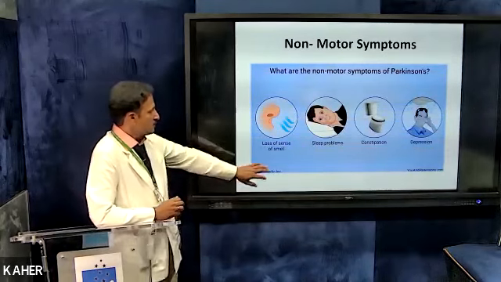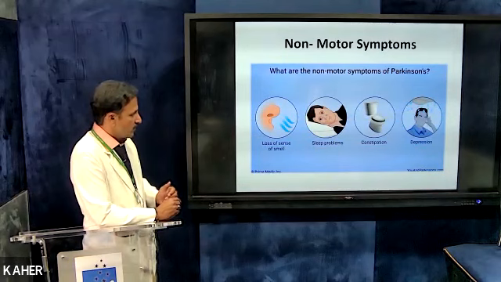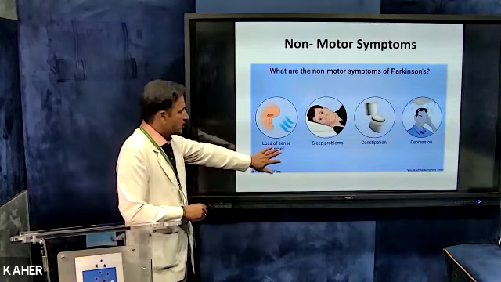These are non-motor symptoms: loss of the sense of smell, sleep problems, constipation may also occur, and depression may also be observed in some of the patients as non-motor symptoms.